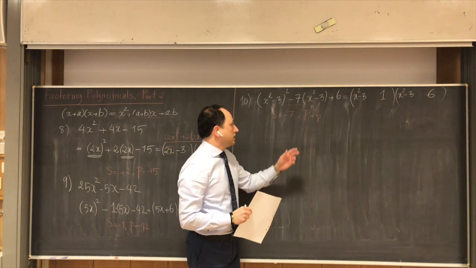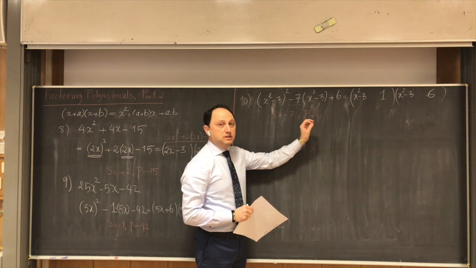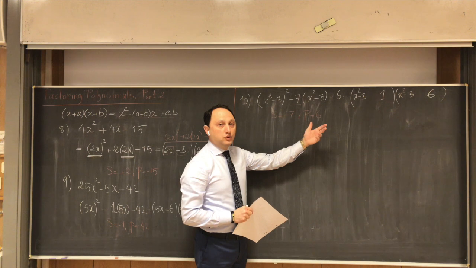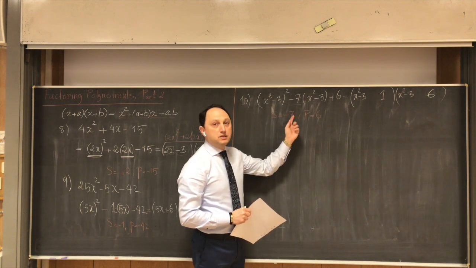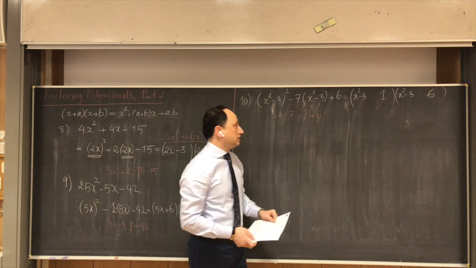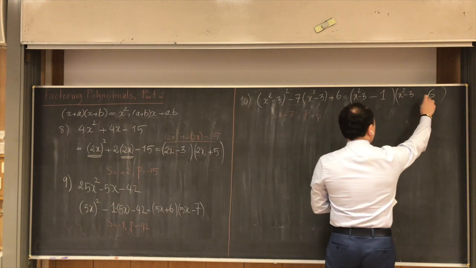What are the signs? The product is supposed to be positive, so either both of them are positive or both of them are negative. But the sum is supposed to be negative, so it means that they have to be both negative numbers. So I would write this and that.